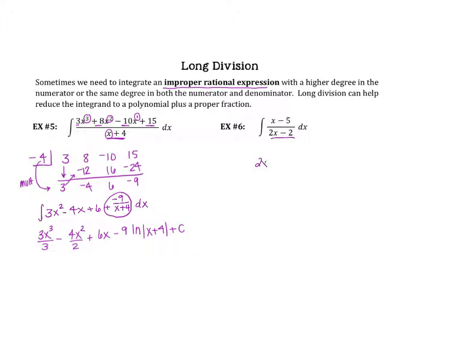You've got 2x minus 2. Now I'm going to divide that into x minus 5. And so what can I multiply to 2x to make that just an x?